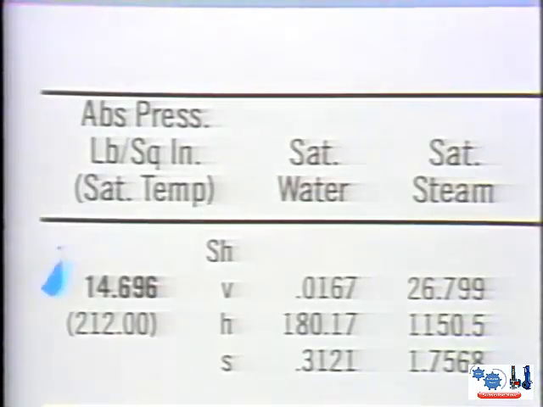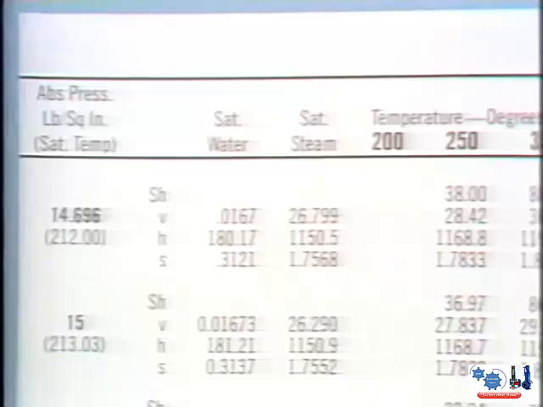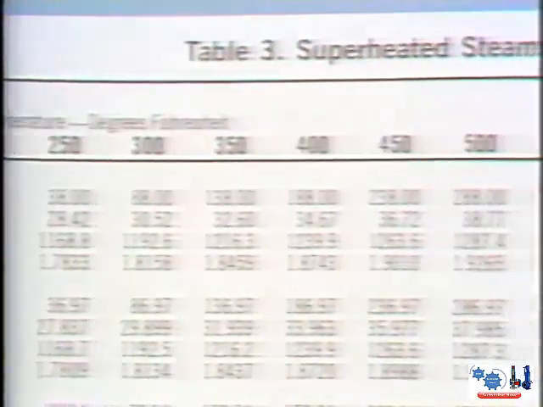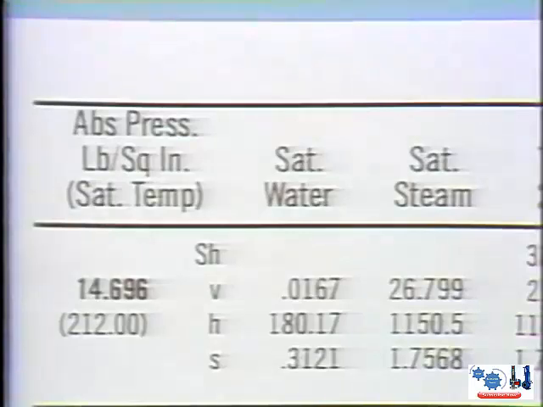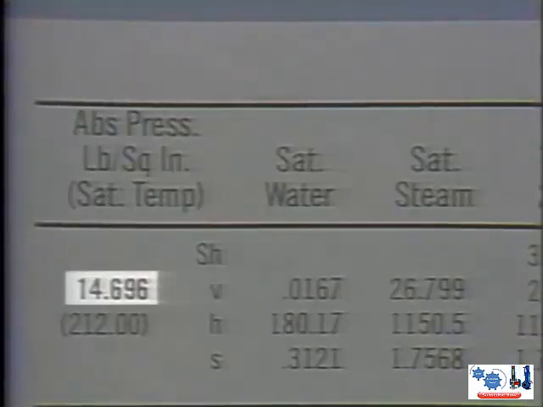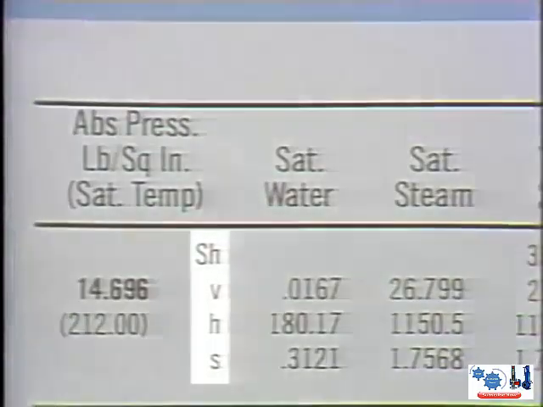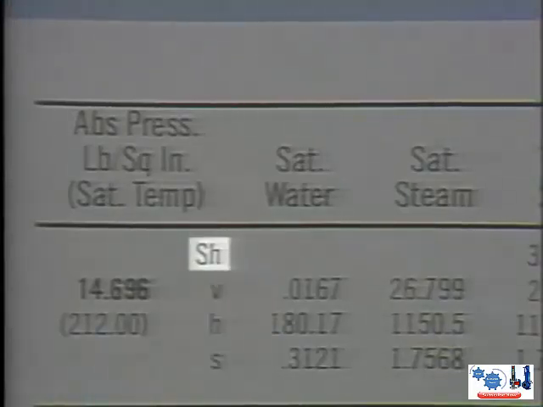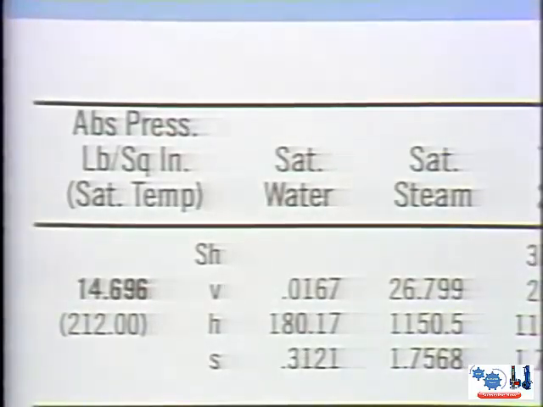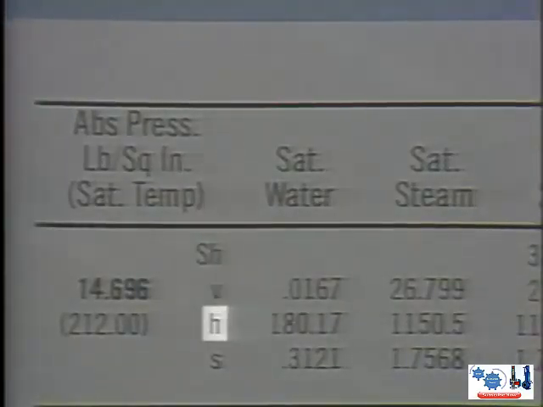Table 3 consists of headings for absolute pressure, saturated water, saturated steam, and then has columns for temperatures in degrees Fahrenheit. To use this table, you first find the pressure that you need. In our case, it's 14.696 psia. Notice that underneath the pressure value, the saturation temperature is indicated in parentheses. Next to the pressure value are 4 letter designations, SH, V, H, and S. As you probably know, these stand for superheat, specific volume, enthalpy, and entropy.